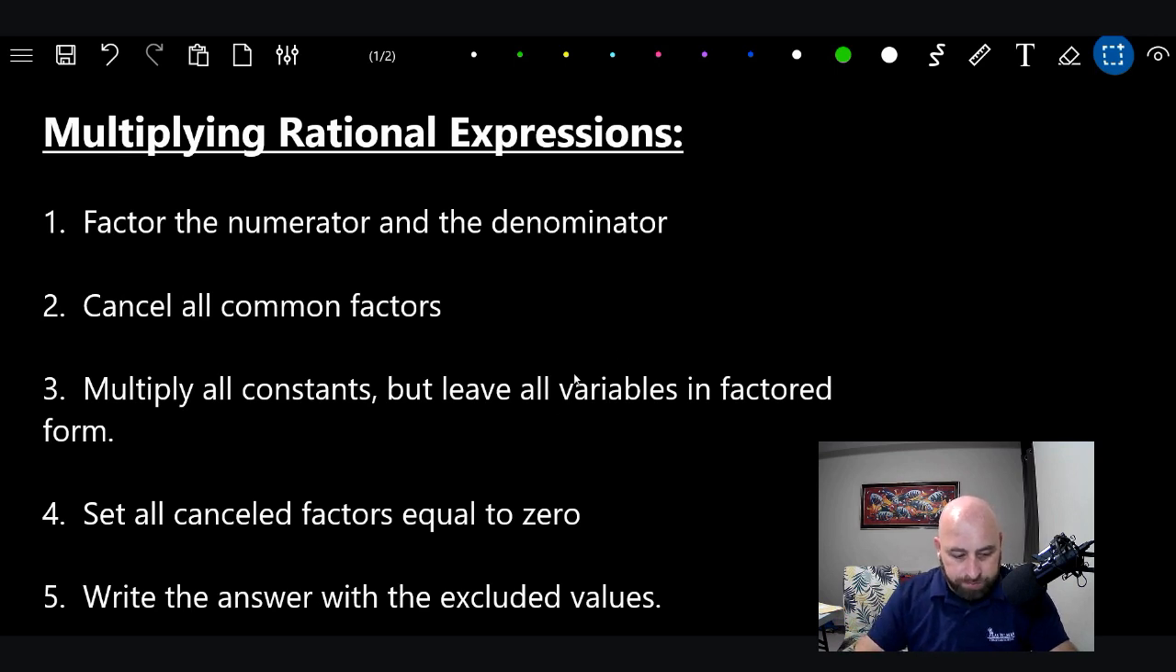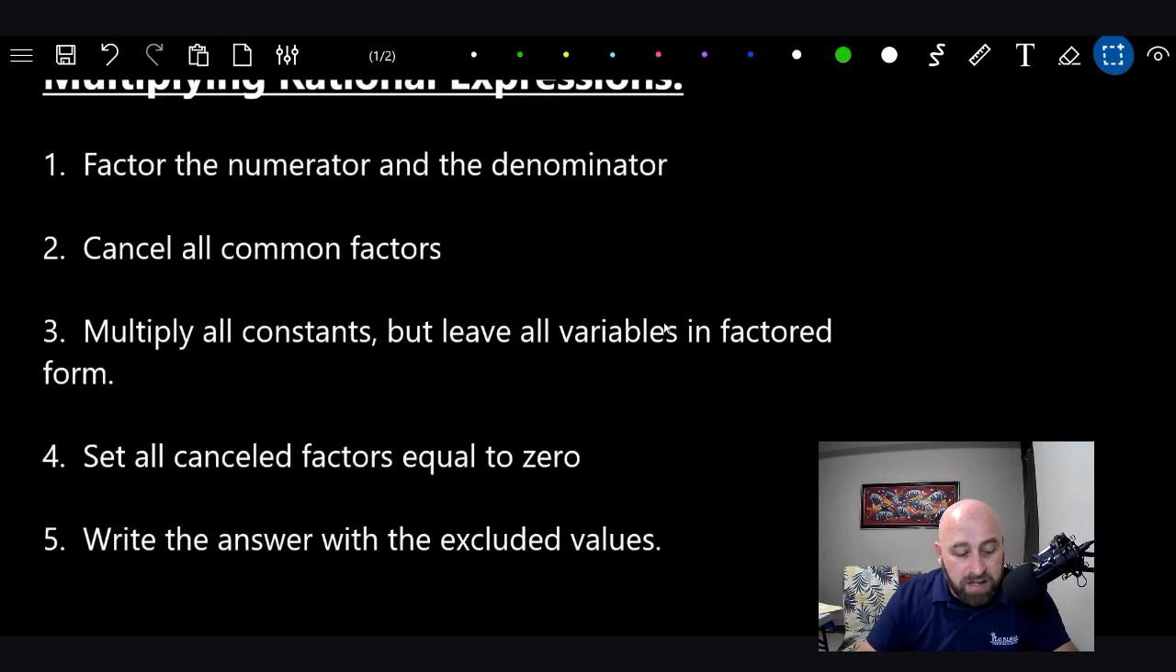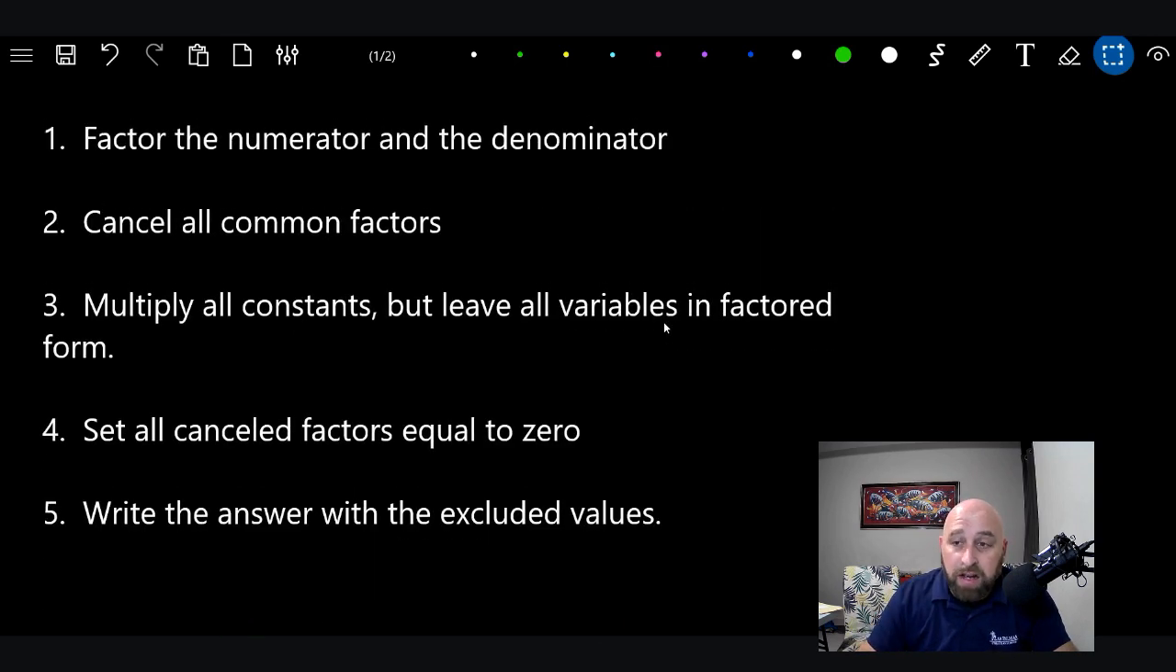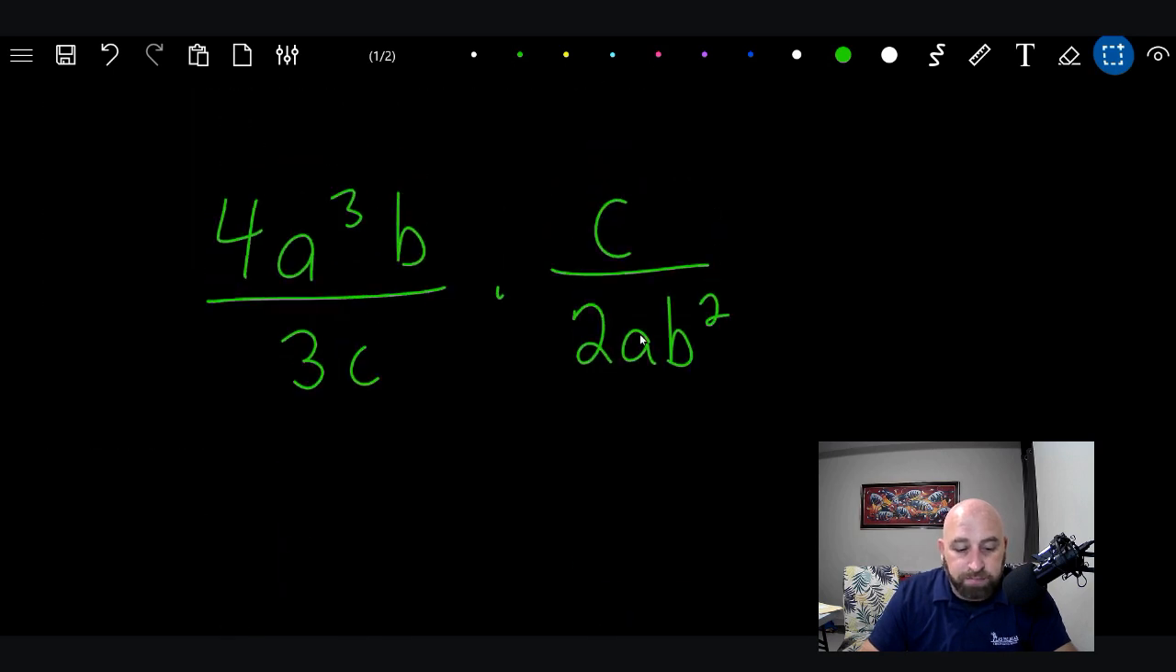All right, number four. Set all canceled factors equal to 0. Hey, we did that on the last lesson too. Yes, we did. Okay, so that's another repeat of the last lesson. And number five, again, another repeat: write the answers with the excluded values. So really the only thing we're sticking in there is step number three. Everything else remains the same.